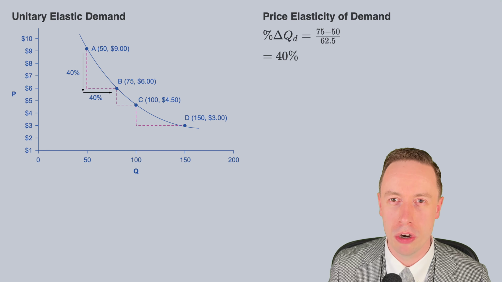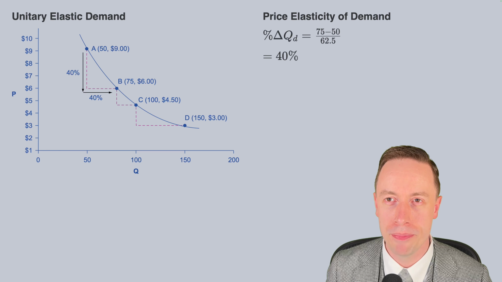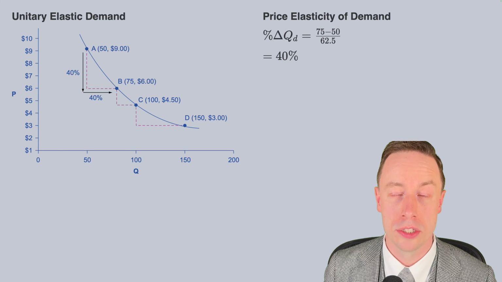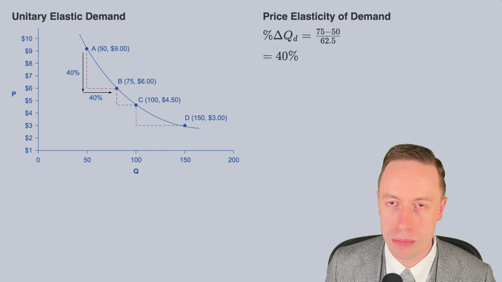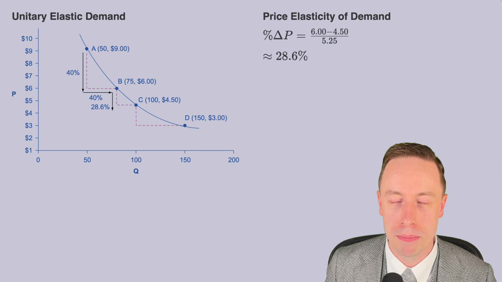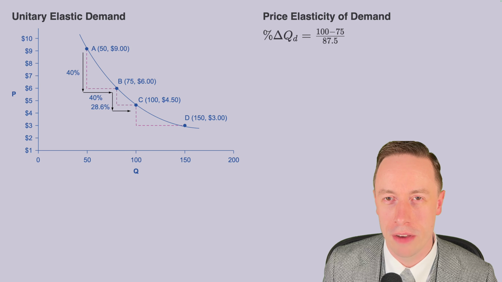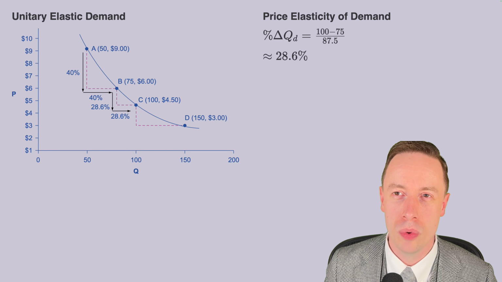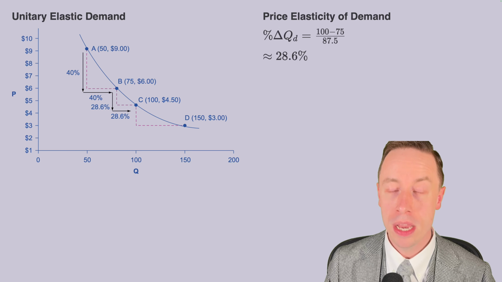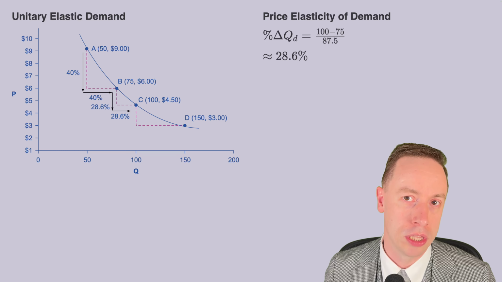40 over 40, of course, absolute value rules apply. This ends up being exactly the number 1. Let's do it again. Going from $6 to $4.50 over the middle of $5.25. That's about a 28.6% change, while at the same time going from 75 to 100, we have the same percentage change. Once again, the number 1, even if the percentages, of course, are not necessarily the same, right?